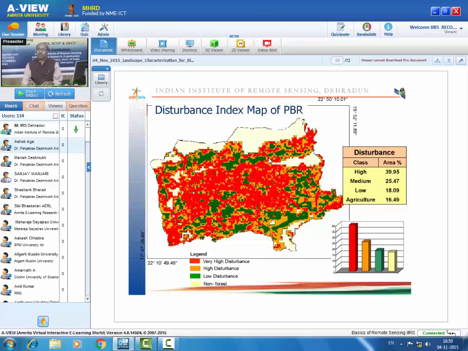So let us go to the next step, what we will be doing actually. Now I have shown you two maps. One is the fragmentation map, which shows a lot of areas under fragmentation. I am showing this map which shows a lot of areas under highly disturbed conditions. That means if I look from a biodiversity conservation point of view, this landscape doesn't suit my requirement. But let us see what we can do further.